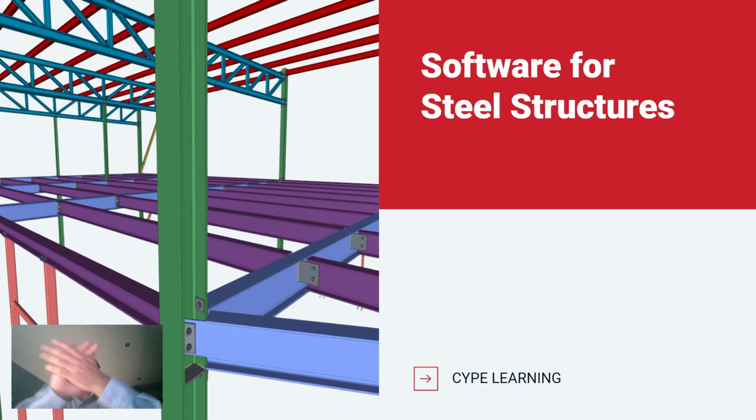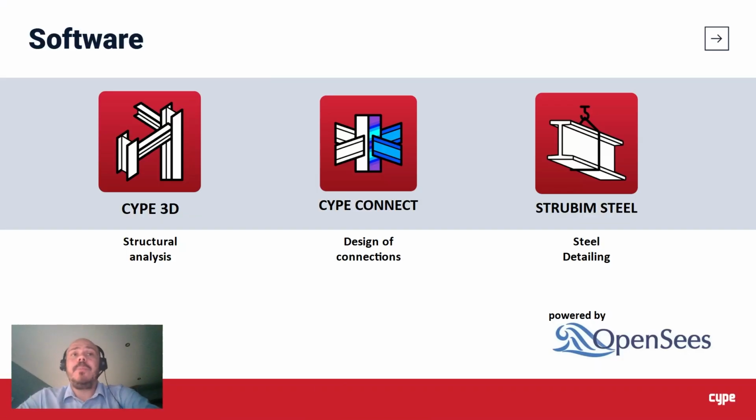So let's talk about software for structural design, in this case focusing on steel structures. Here at Cype we have three main software products in this area. The most famous one, and the first one that we created some years ago, is called Cype 3D. Cype 3D is the software where we will model our structure and analyze it. Here we will select a code, for example the Eurocode, the British code, the American code, or there is a huge list of different countries available in the software.